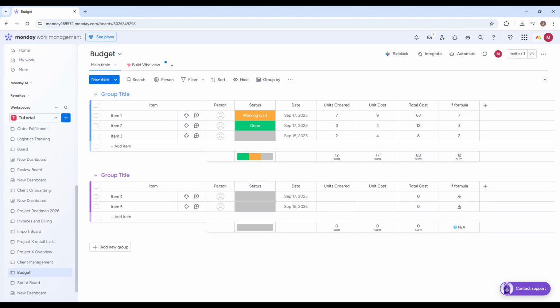After that, verify the referenced columns. This is a very important step because IFERROR often depends on other columns in the board. Make sure every column reference in the formula is pointing to the correct place. If you renamed a column, moved data around, or referenced the wrong type of column, the formula may not work as intended.